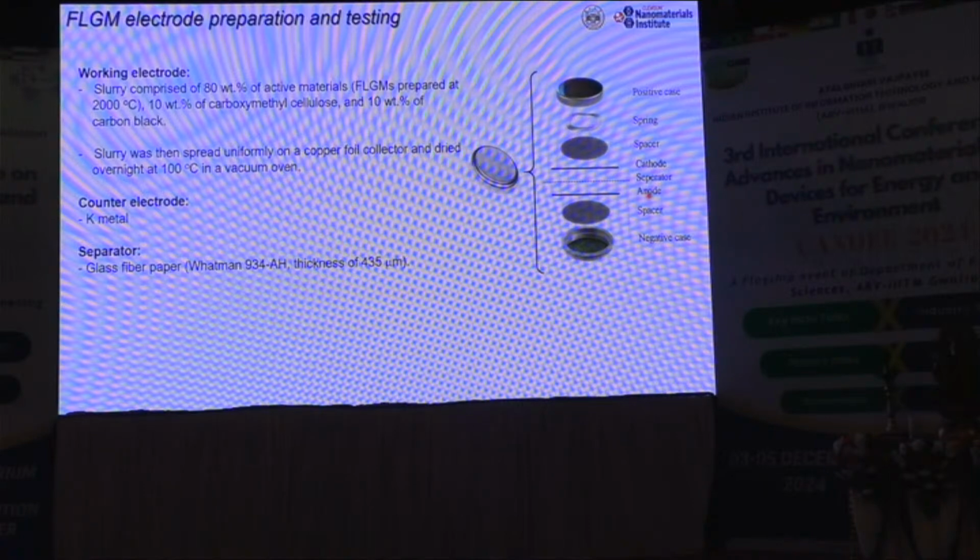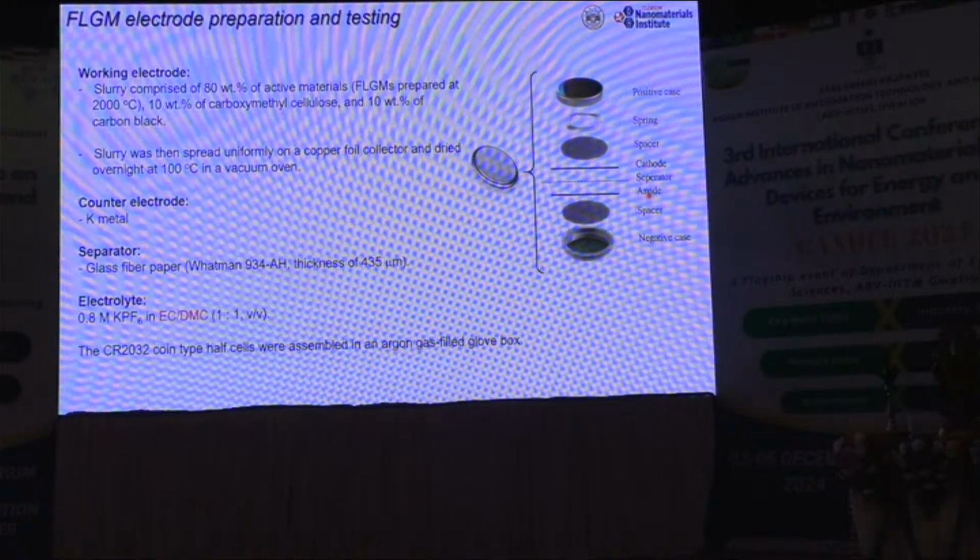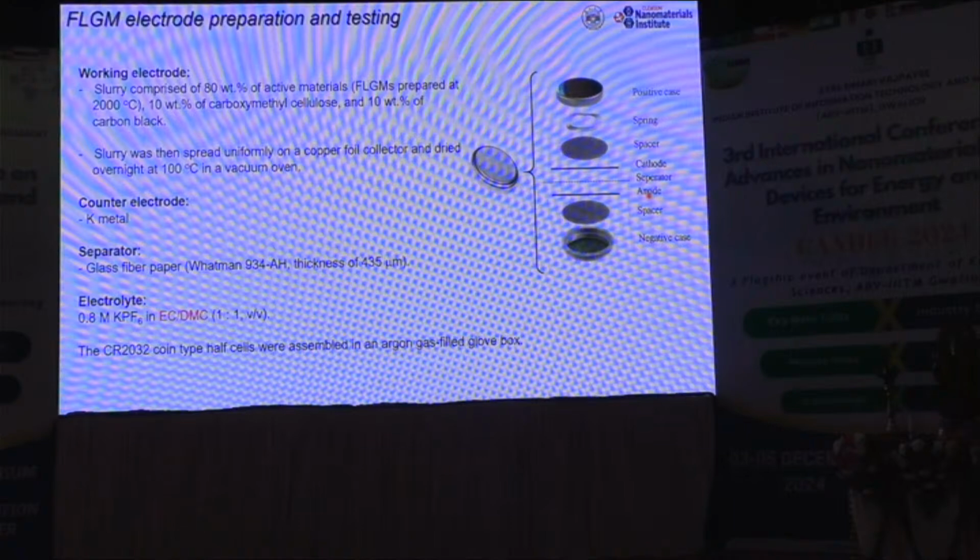Okay, and then you have to do all this inside a glove box. Once it is hermetically sealed, you bring it out of the glove box and you can do some testing. And what kind of electrolyte? This is a potassium-based salt, KPF6, in solvents like ethylene carbonate, dimethyl carbonate, and so on. And these types of cells are called 2032 cells.